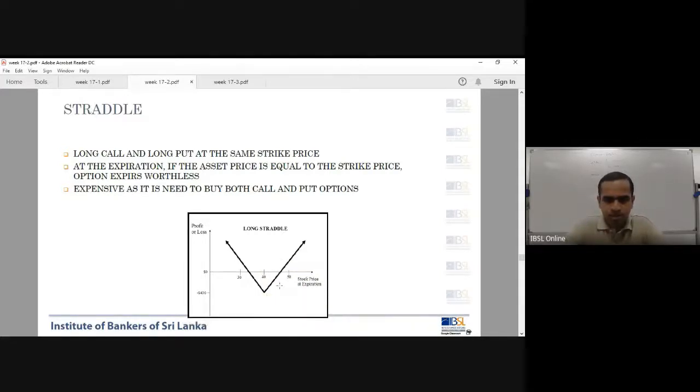How it is formed is you need to buy a call option. Now, if you look at this, if you draw a dotted line at $4, it will look like a long call option. And at $4, if you draw a dotted line to the other side, it looks like a long put option. So you'll understand that a straddle is a combination of a long call and a long put.